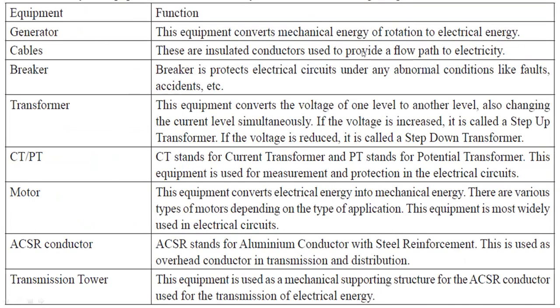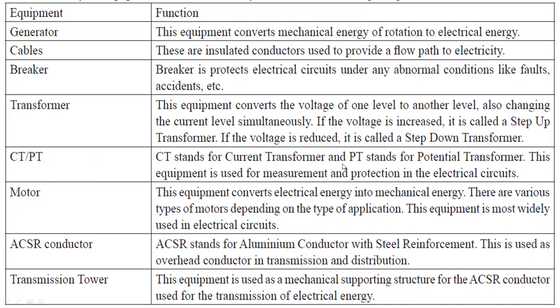A generator is the equipment which converts mechanical energy of rotation to electrical energy. Then we have cables, which are insulated conductors used to provide a flow path for electricity. A breaker protects electrical circuits under abnormal conditions like electrical faults or accidents. A transformer converts the voltage of one level to another level, also changing the current level simultaneously. If the voltage is increased, it is called a step-up transformer, and if the voltage is reduced, it is called a step-down transformer.